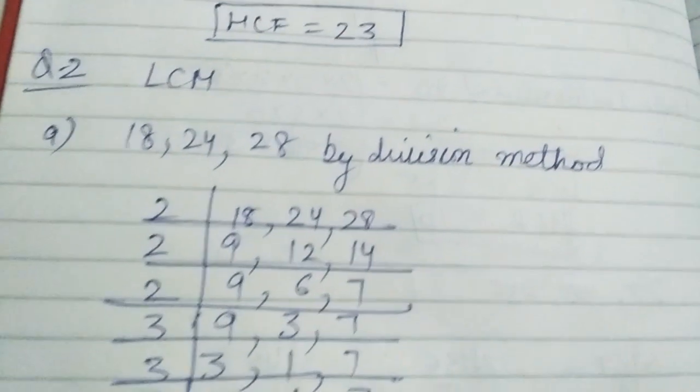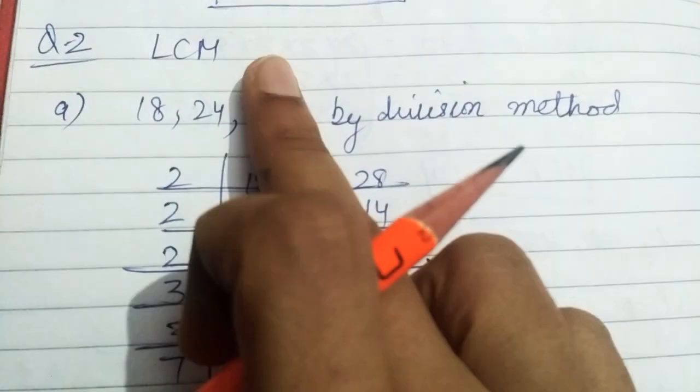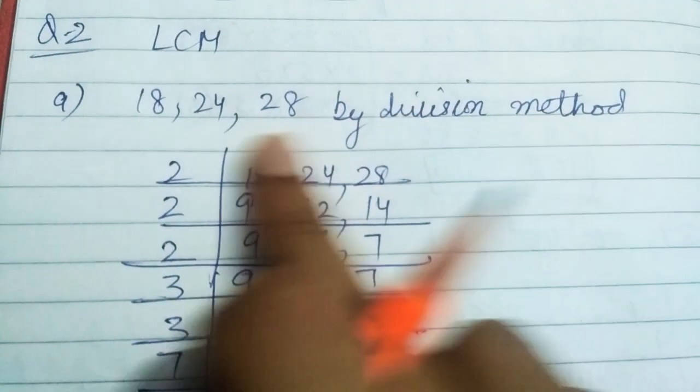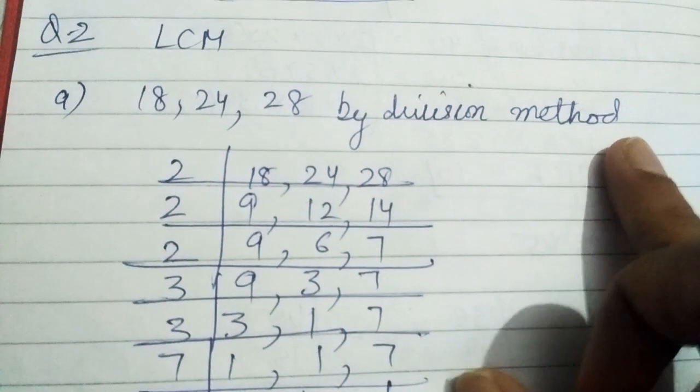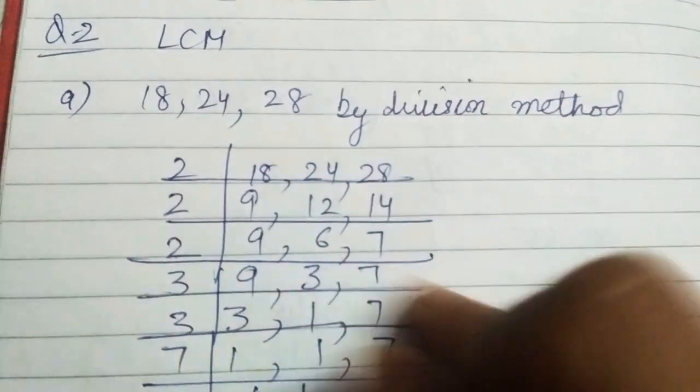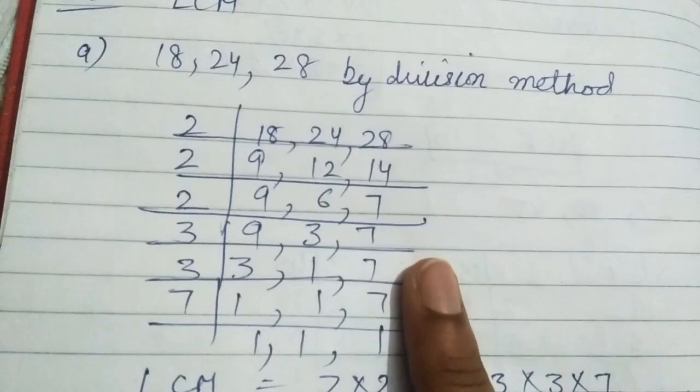Now next question I had given to you is the LCM. You have to find out the LCM by the division method. The division method is an important method also, because in future when you have to calculate the LCM you will use this method to calculate the LCM.